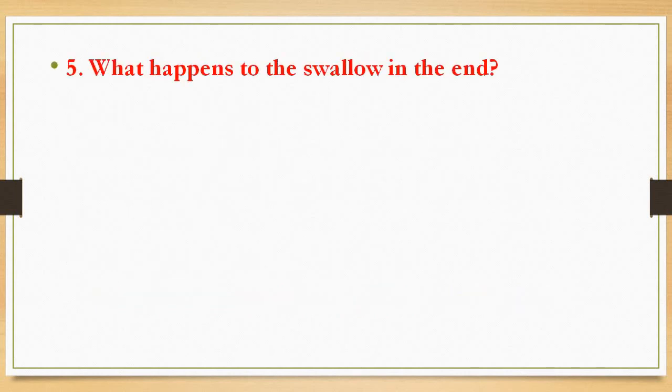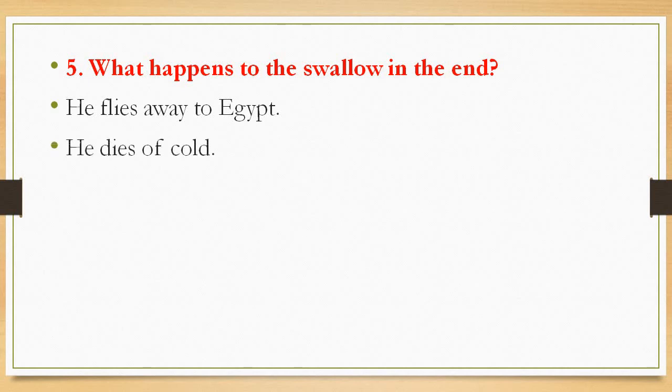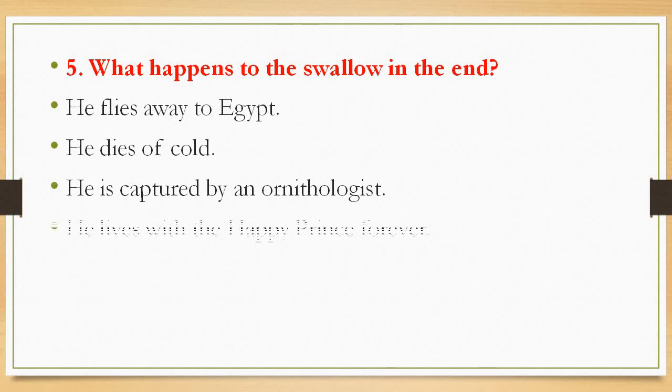The fifth question that we have to see is, what happens to the swallow in the end? The first option is, he flies away to Egypt, or he dies of cold, or he is captured by an ornithologist, and D, he lives with the happy prince forever. Okay, dear students, you must have got the answer to this multiple choice question. What happens to the swallow in the end?